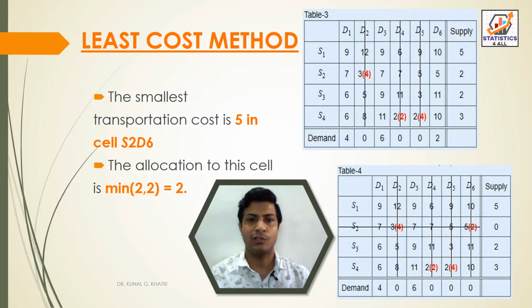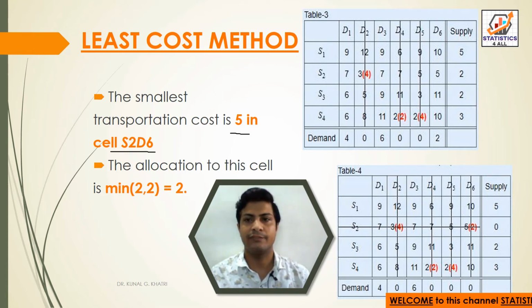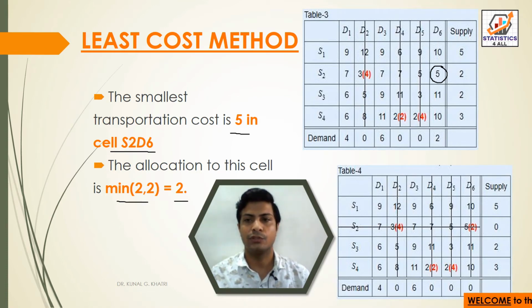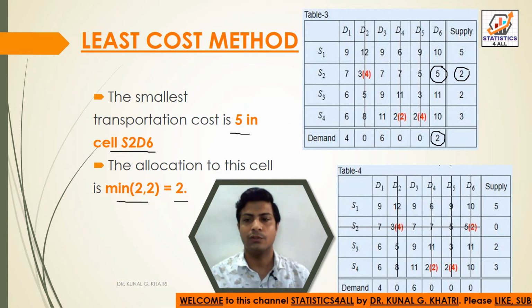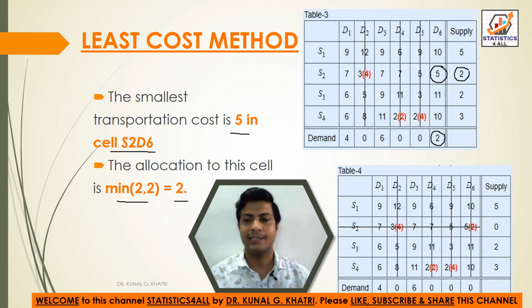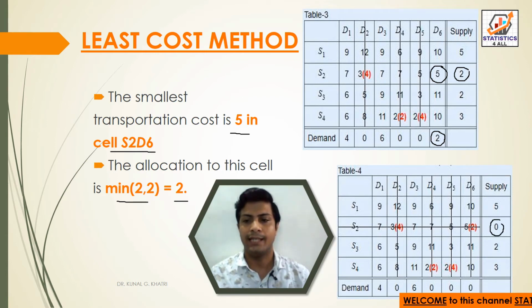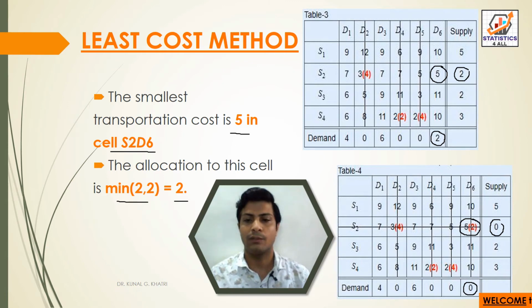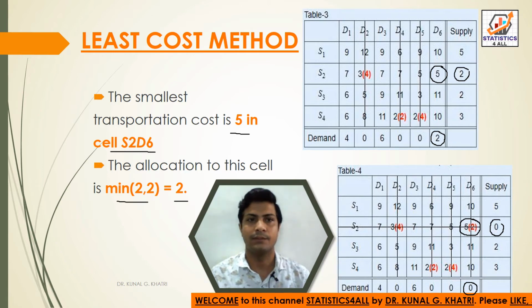Now the smallest transportation cost is 5 in cell S2D6. So S2D6, here we can see that it is 5, and the allocation to this cell is minimum of 2 and 2, which is 2. So the supply is 2 and the demand is also 2 in this column. Now here we can see that supply 2 minus 2 is equal to 0, and 2 minus 2 is equal to 0. As we allocate 2 here in S2D6, that is second row 6th column, both are 0, so we cut the second row and the 6th column here.